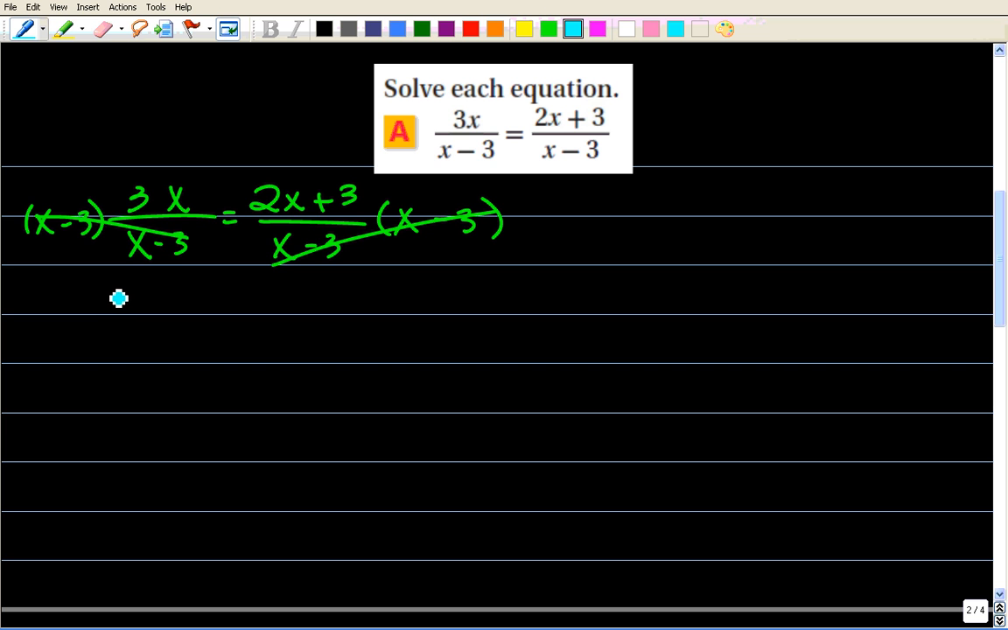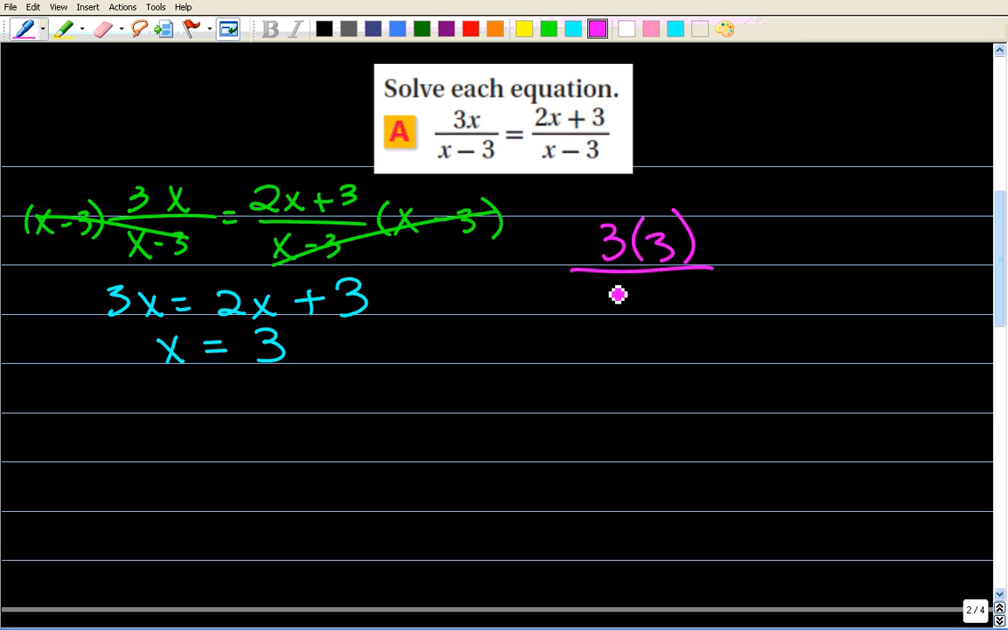And then we would have 3x equals 2x plus 3. If I subtract 2x from both sides, I'll get x equals 3. But don't forget, we still want to go back and check our answer. So if we plugged in 3, we have 3 over 3 minus 3 equals 2 plus 3 over 3 minus 3.